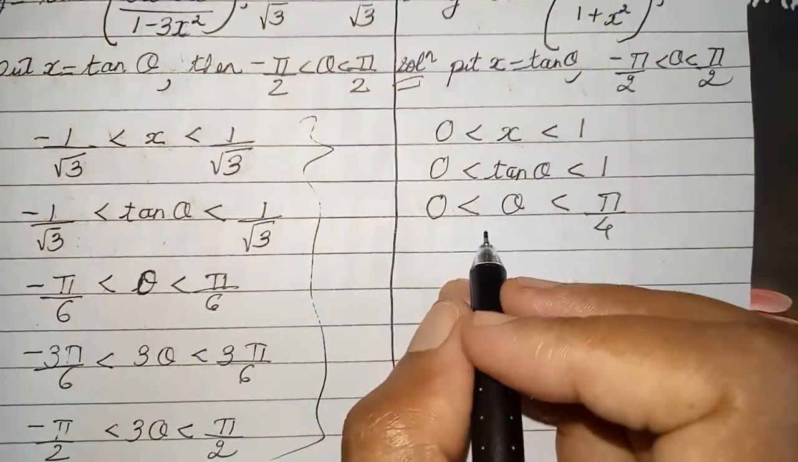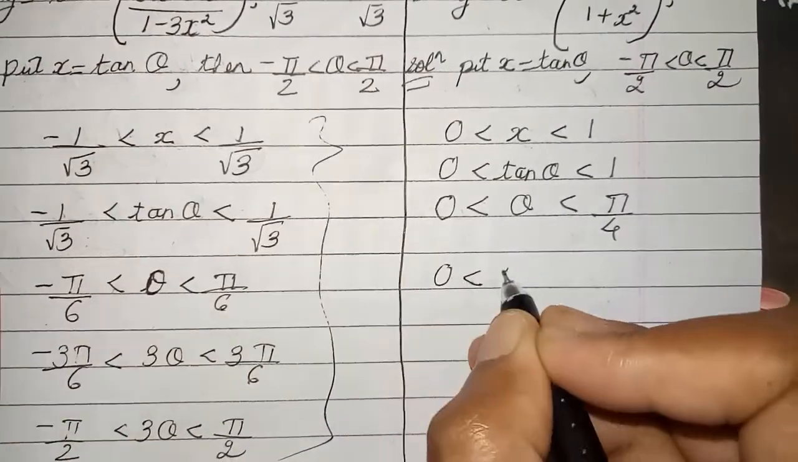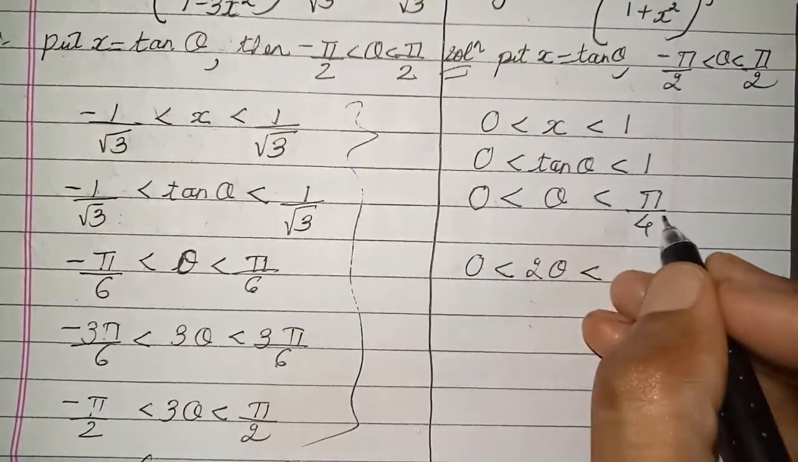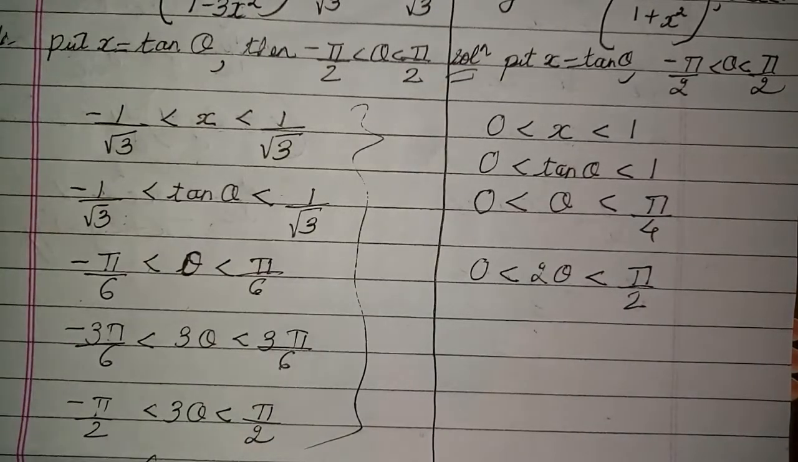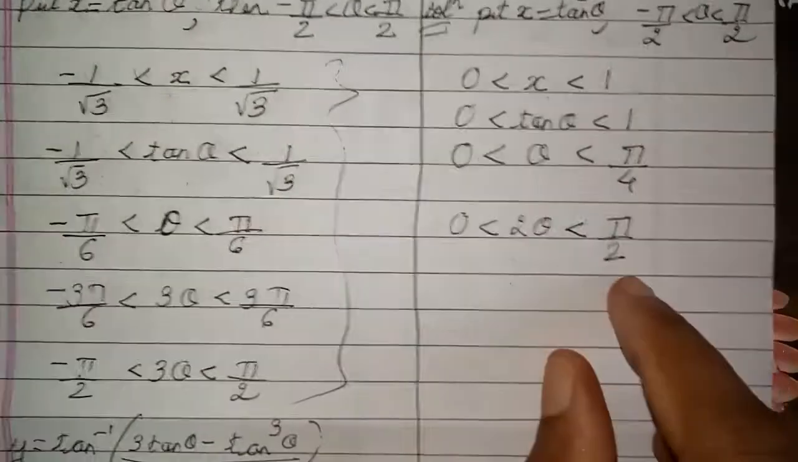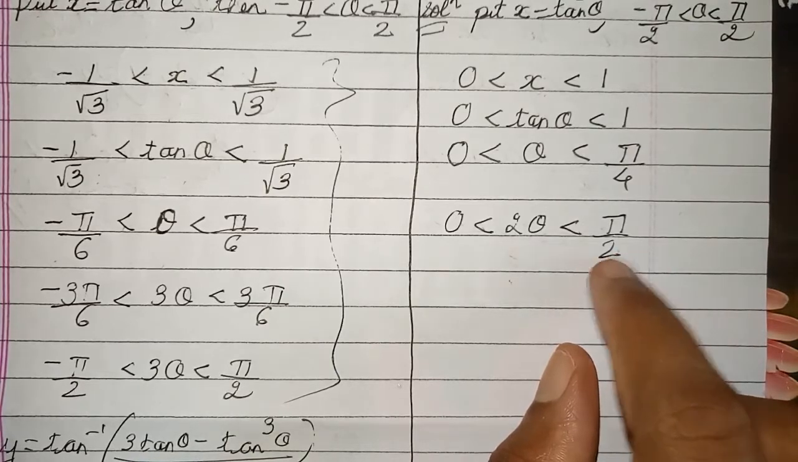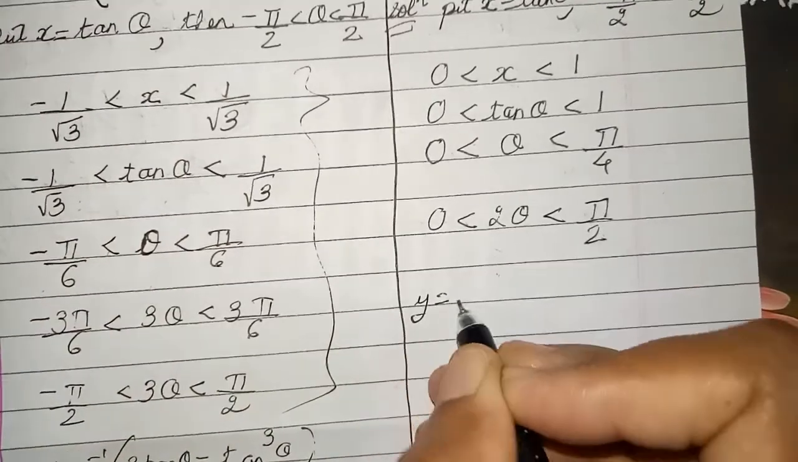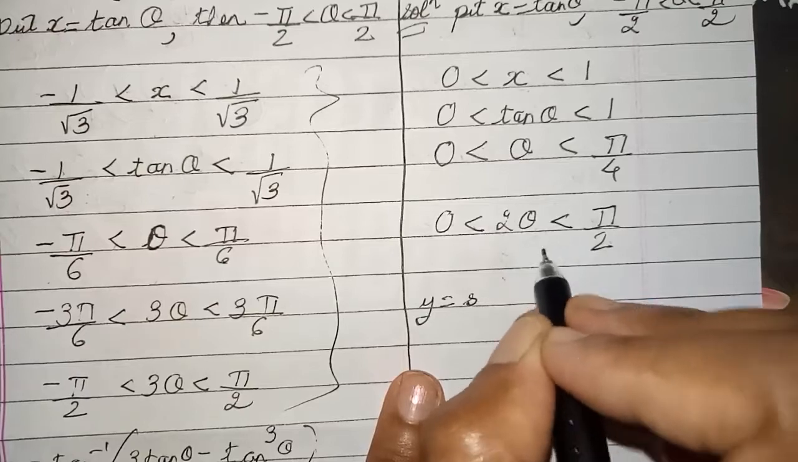But we are interested in, I said it is a formula for cos 2 theta. So it will be 0 less than 2 theta less than 2 times pi by 4. So 2 and 4 will get cancelled and you will get pi by 2. And you know that it is in the range. How do I check it is in the range? Again, let us simplify this. So y equal to, when you do such things, you will be guaranteed that your angle will fall in the range.